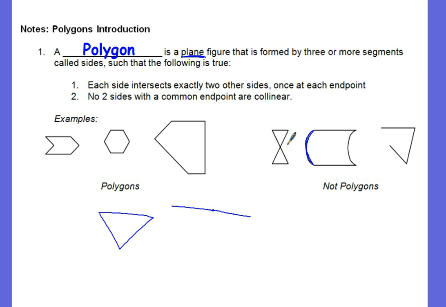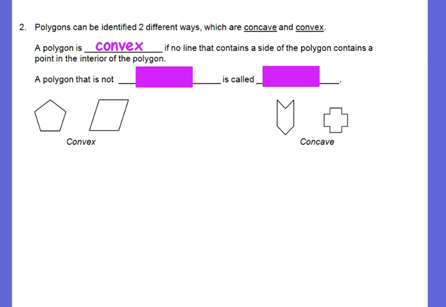So that would not be a polygon. Over here, this one also, I mean, technically you could say each one of these individual are polygons, but together this would not be a polygon. Okay, and then of course we went over that one. Okay, some more vocab here. Polygons can be identified 2 different ways, which are concave or convex. And most of the ones that we deal with are convex polygons.